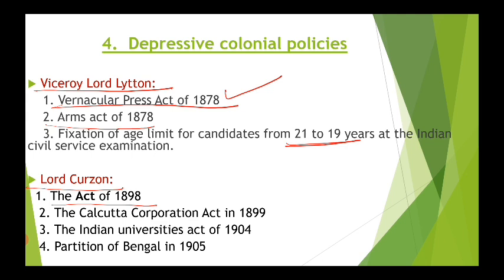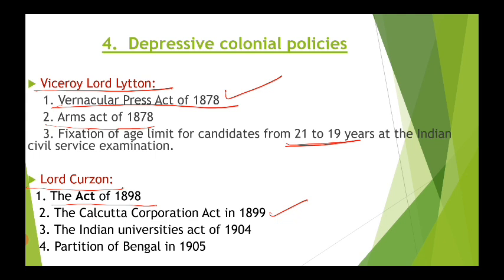And next one, the Calcutta Corporation Act in 1899. He passed the Calcutta Corporation Act in 1899, which reduced the strength of elected members from India, giving the British a majority. So in the parliament, most of the members were Britishers. Obviously, whatever decision was taken in favor of the country would be in the hands of the Britishers, because the members of the parliament were mostly Britishers, and the minorities were the Indians.